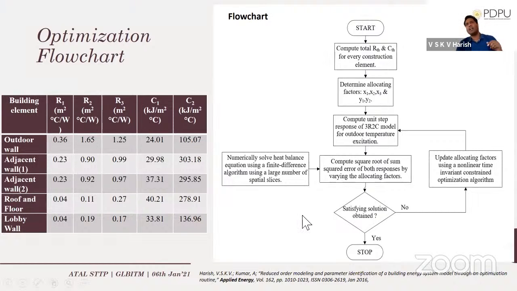Using this, we solved this by minimizing the gradient difference, and we got the values of x's, the augmented solution vector x1, x2, x3, y1, y2. Multiplied with the total thermal resistance, we got the values of resistances and capacitances for each and every wall of the cuboid. This is what this data table is showing here.